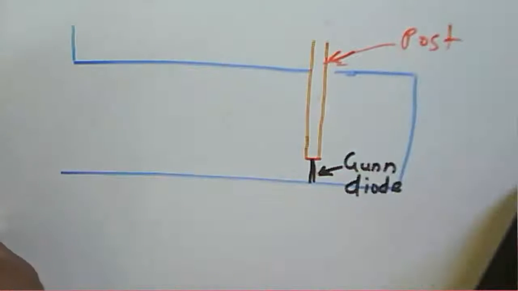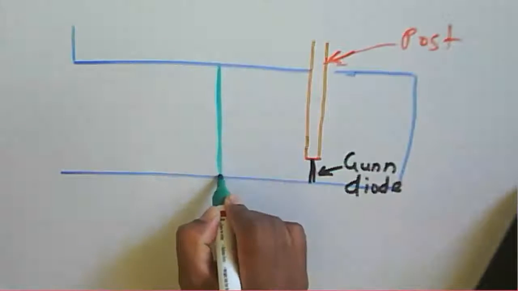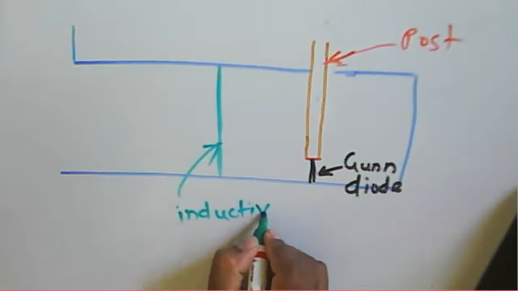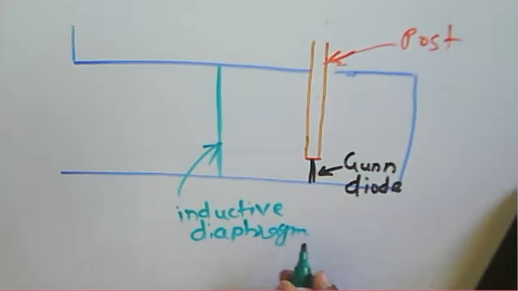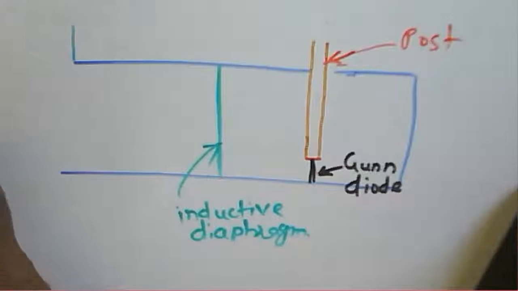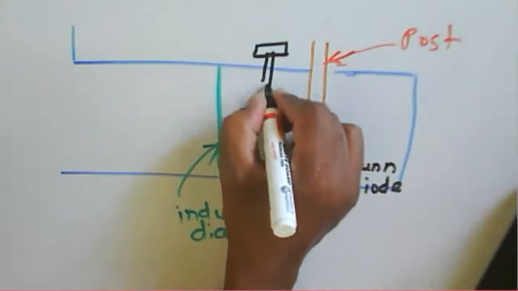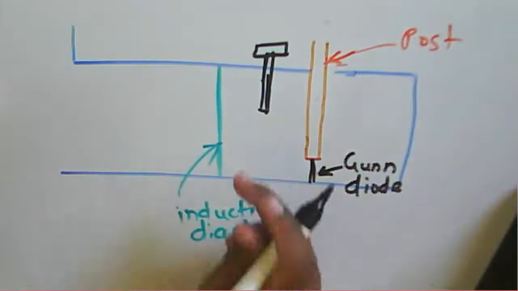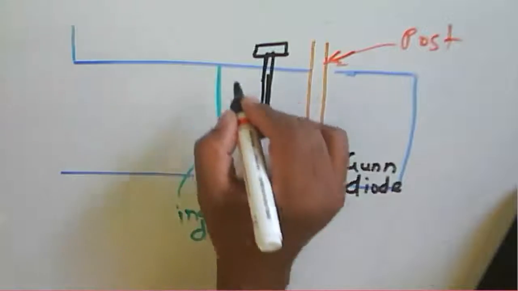Throughout this one is your waveguide, and then we have the inductive diaphragm. Along with that, a tuning screw is used. That tuning screw is used to form the post, some window or a post there. So that's why that cavity will change. So that is about a tuning screw.